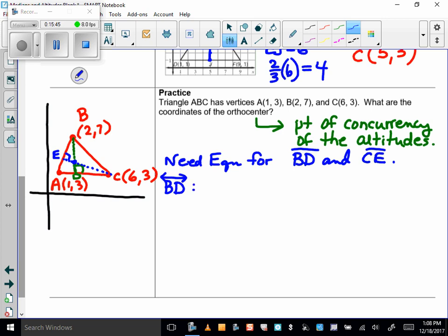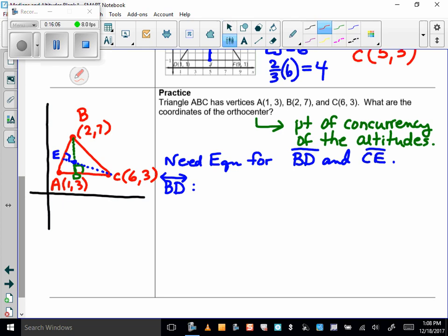We need the slope, right? We need the slope and we need a point. How are we going to find the slope of BD? I hope you're sitting there thinking, BD is perpendicular to AC. So what if I find the slope of AC and then use the negative reciprocal? Yep, that's what I got to do.